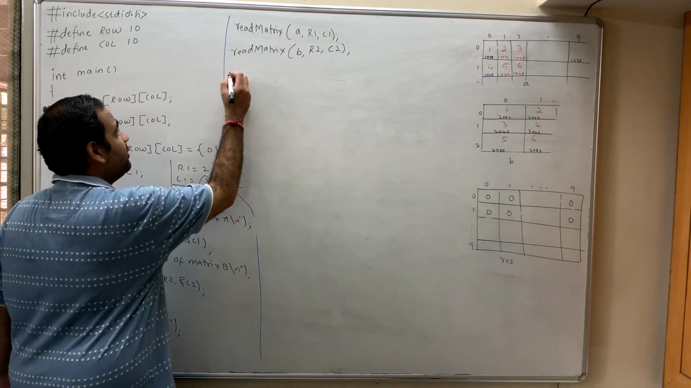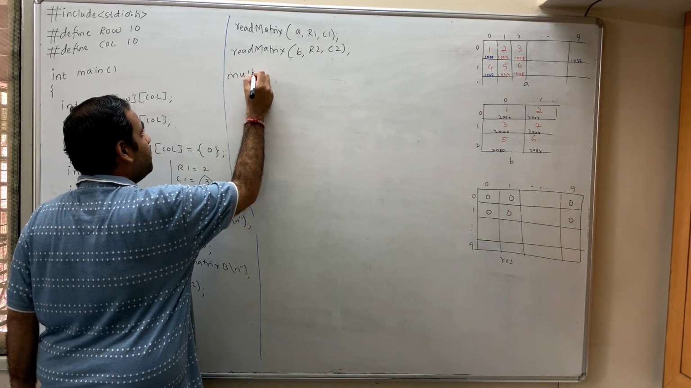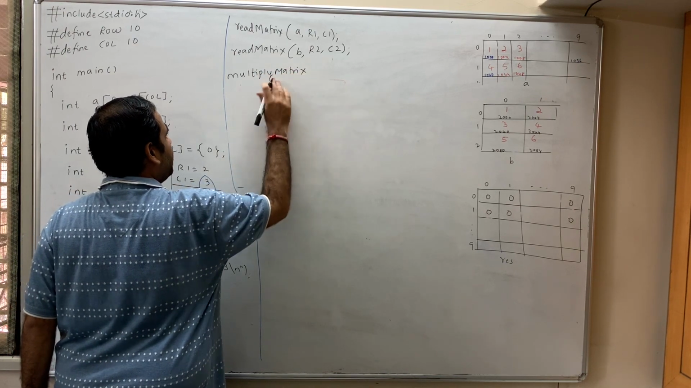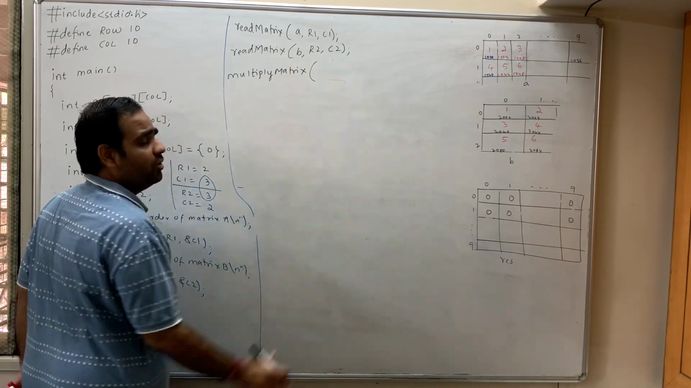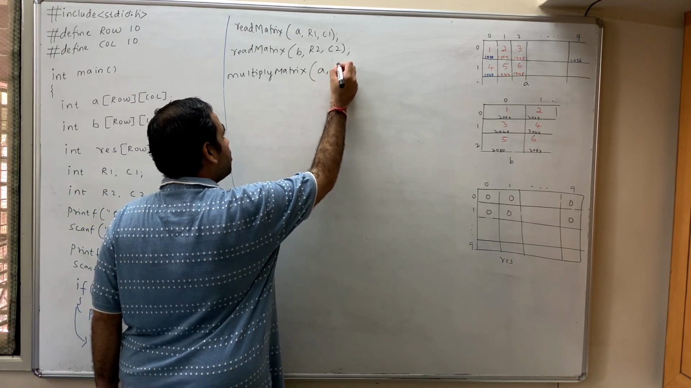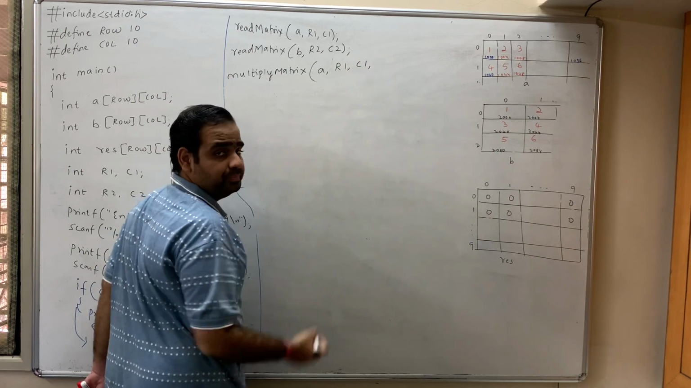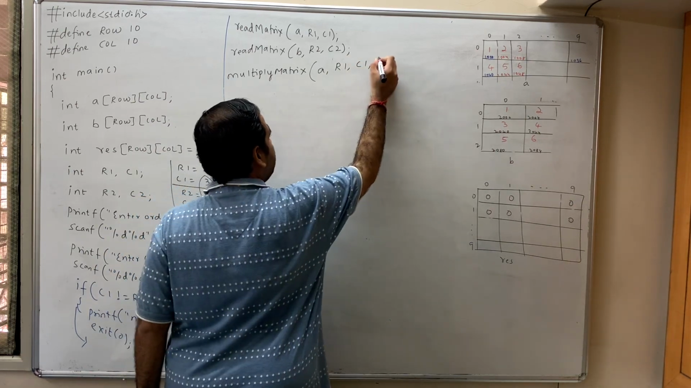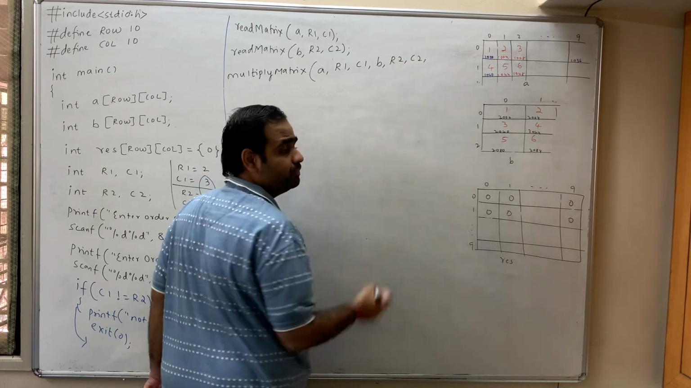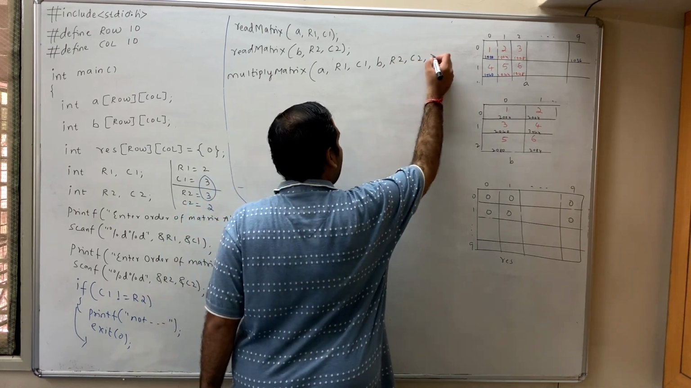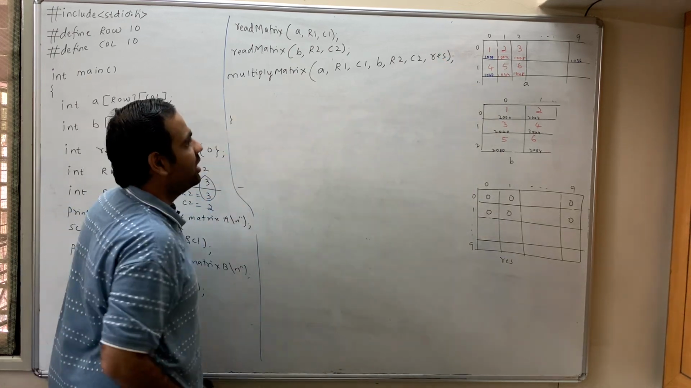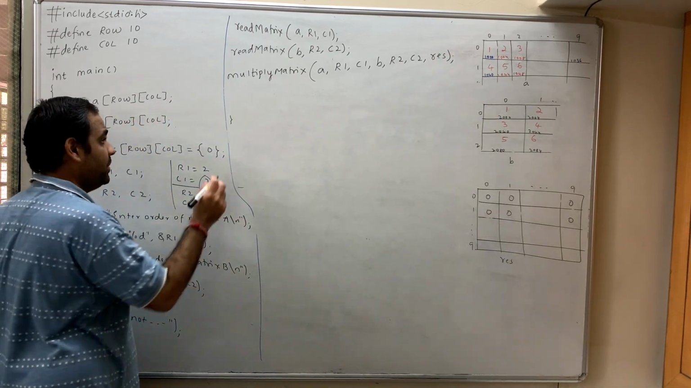Okay, now let us write one function called multiply matrix in main. Which matrix do I want to multiply? Matrix A of what order? R1 cross C1. With what do I want to multiply? Matrix B of what order? R2 cross C2. And where do I want to store? I want to store the answer in the resultant matrix.